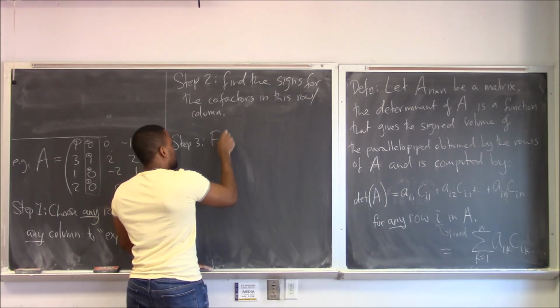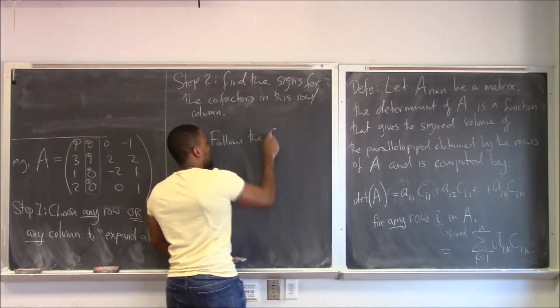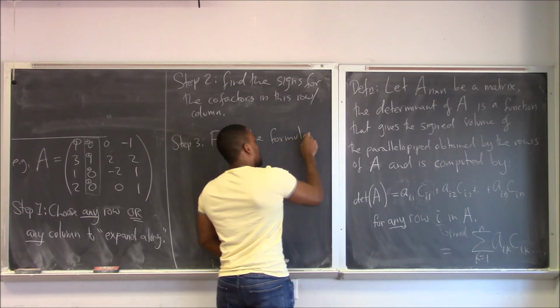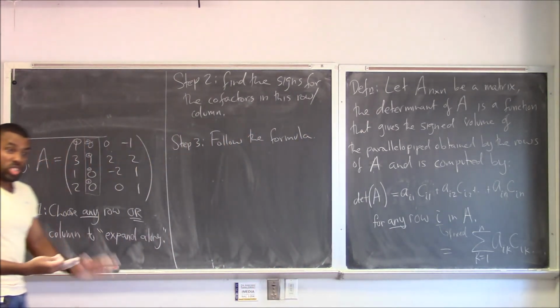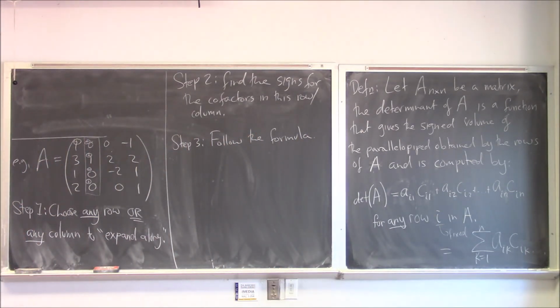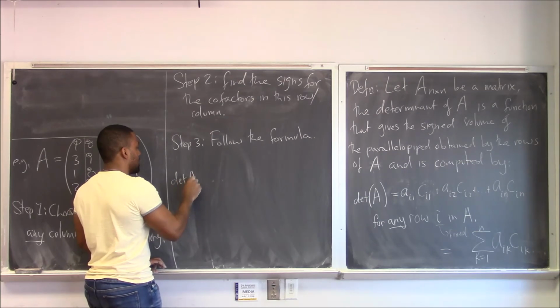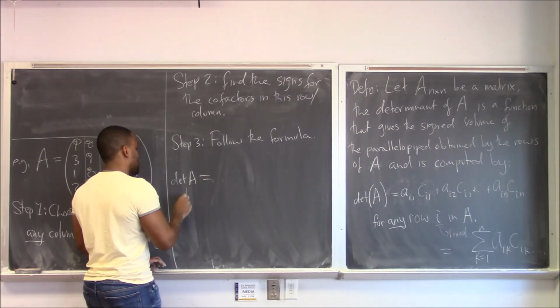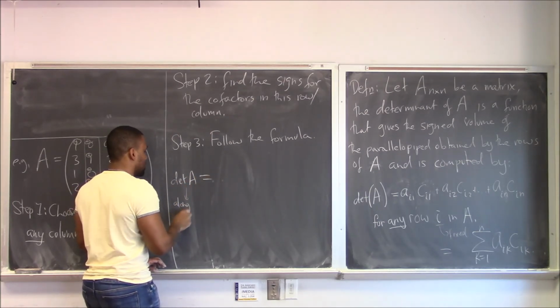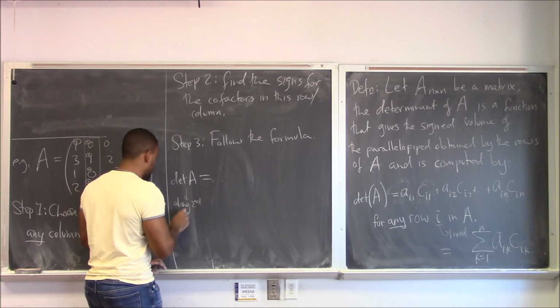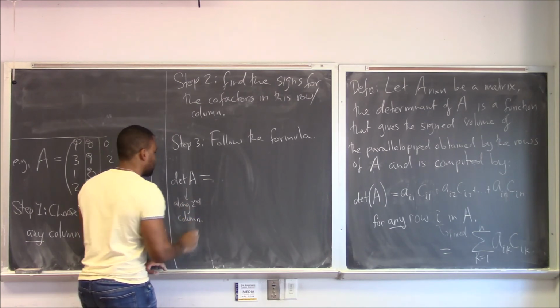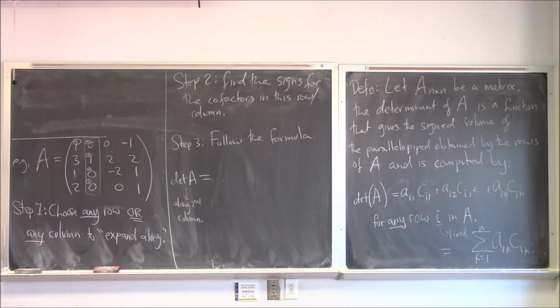Step 3 is now essentially follow the formula. Which I understand might be confusing, but once you see me actually do it, it'll be very intuitive for how you should do it. So what we're going to do here is that the determinant of A, and we're doing along the second column, is going to be, right?